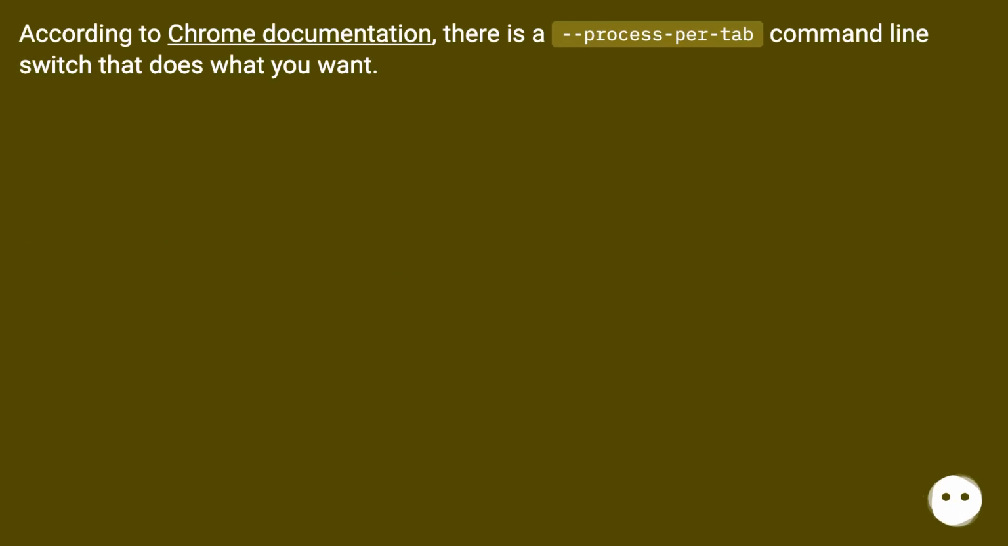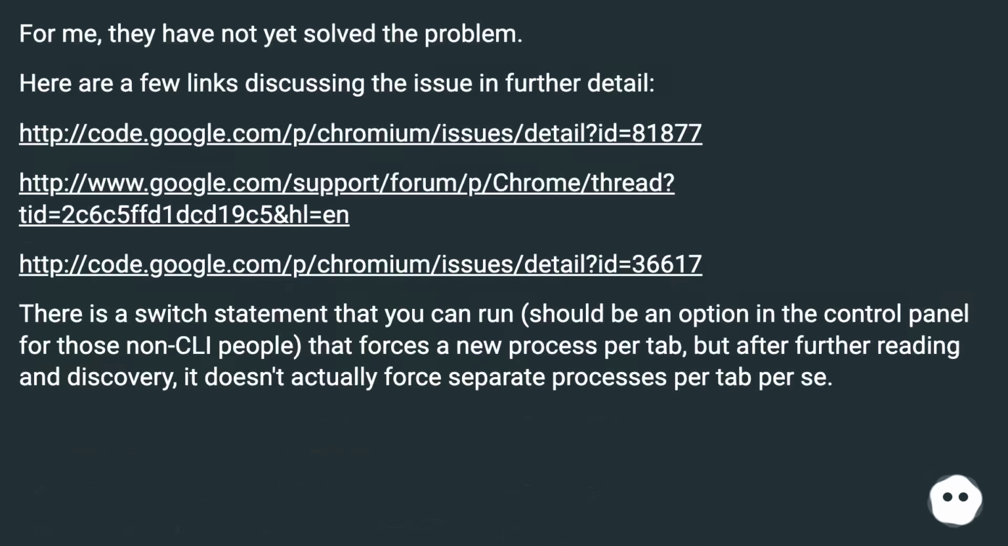According to Chrome documentation, there is a process-per-tab command line switch that does what you want. For me, they have not yet solved the problem. Here are a few links discussing the issue in further detail.